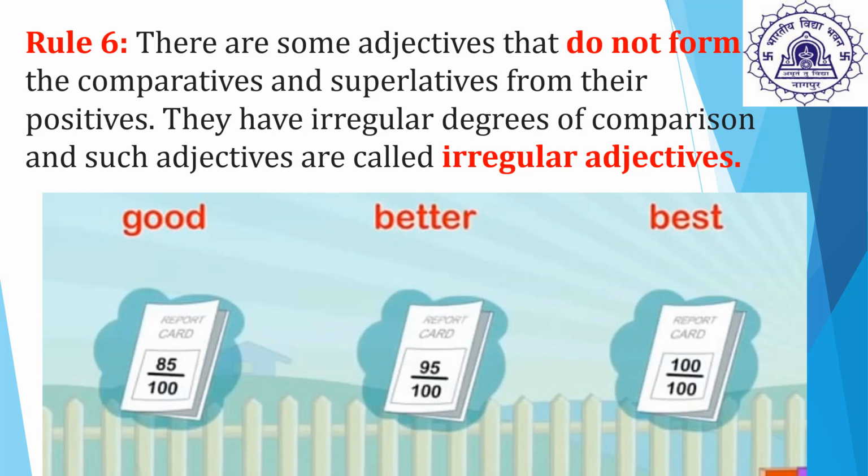So the exception, as you can see, is good, better, best. As you can see in the report card of three different students, based on the marks, we are calling them good, better, best. So good is the positive degree, better is the comparative degree, and best is the superlative degree.